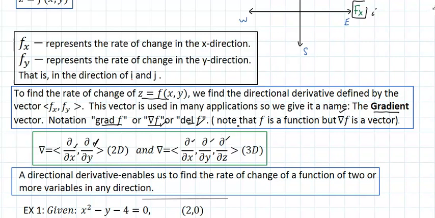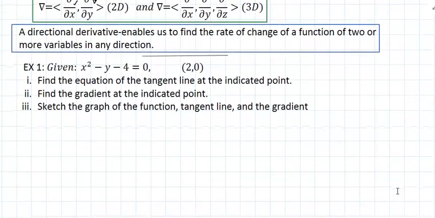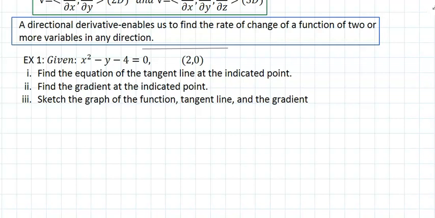A directional derivative enables us to find the rate of change of a function of 2 or more variables in any direction. Kind of like you finding the derivative of a function. The general derivative will give you just an equation that tells you the rate of change, but for a given value of x or t, you could find the rate of change at that specific point. I have an example to refresh your memory on how this works and tie it to the gradient. The gradient is nothing more than a traditional derivative for us, but it has some specific properties.